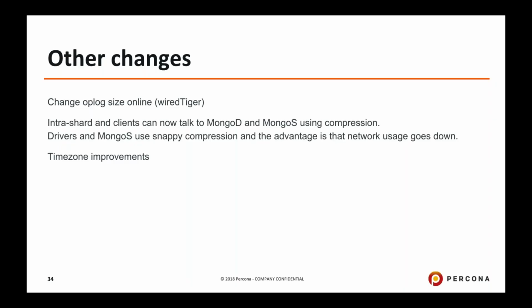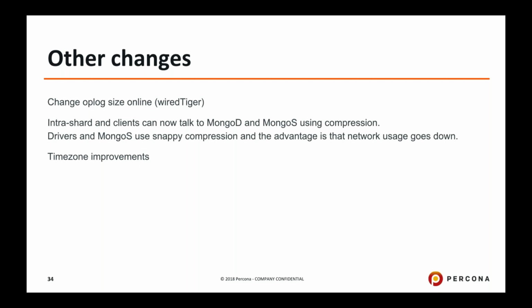There are other changes in the database, small changes, but they are important to mention. So for version 3.6, we can change the oplog size online, so there's no need to take an instance out of the replica set and then change the oplog size. So this can be done online. This is true only for WiredTiger, so it's not true for MMAP yet.